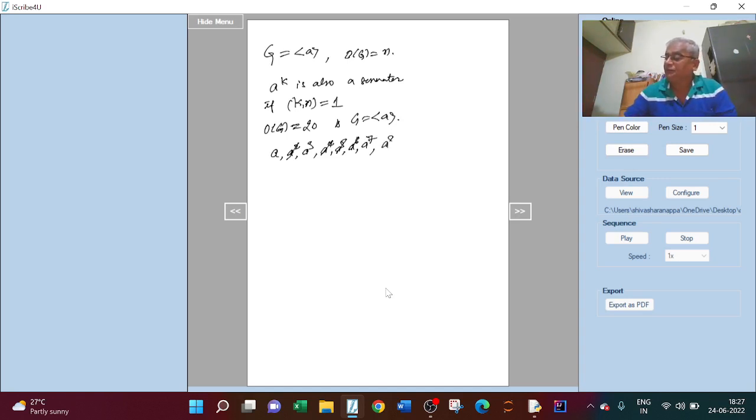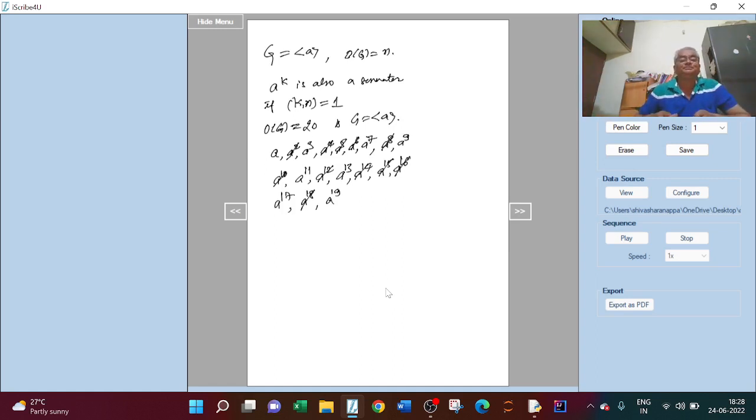And a power of 8 is not a generator. a raised to 9, yes, this is a generator because gcd(9, 20) is equal to 1. And a power of 10 is not a generator. a power of 11 is a generator. a power of 12 is not a generator. a power of 13 is a generator. a raised to 14 is not a generator. a power of 15 is not. a power of 16 is not. a power of 17 is a generator. a raised to 18 is not a generator. a power of 19 is a generator. So these are the generators.